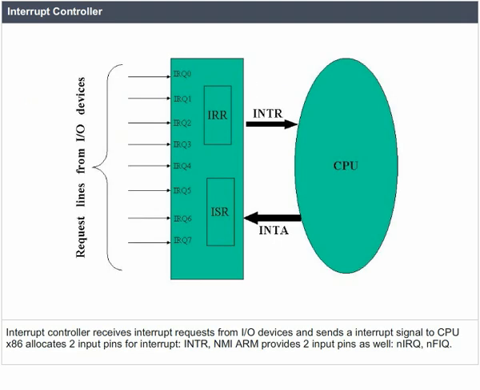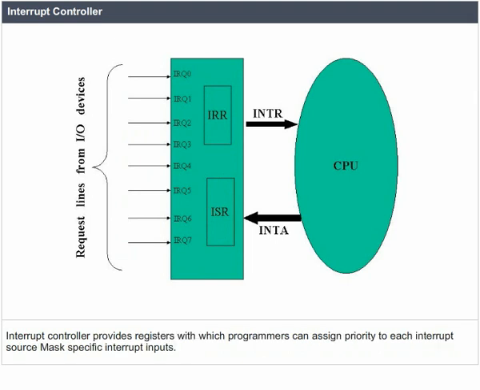The interrupt controller receives interrupt requests from input-output devices and sends an interrupt signal to the CPU. x86 allocates 2 input pins for interrupts: INTR, NMI. ARM provides 2 input pins as well: NIRQ, NFIQ. The interrupt controller provides registers with which programmers can assign priority to each interrupt source and mask specific interrupt inputs.